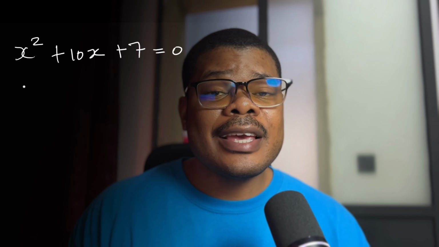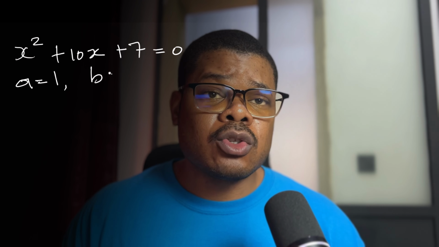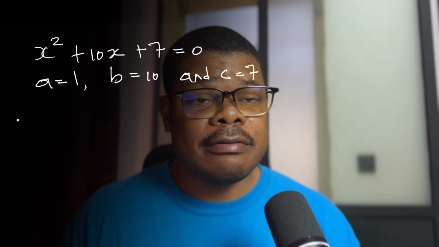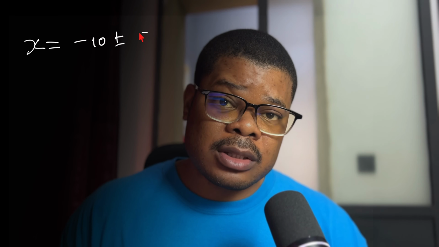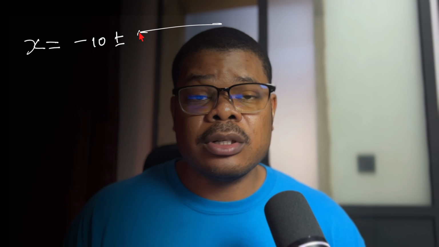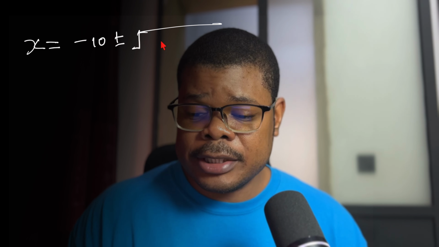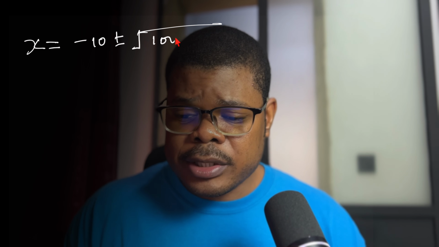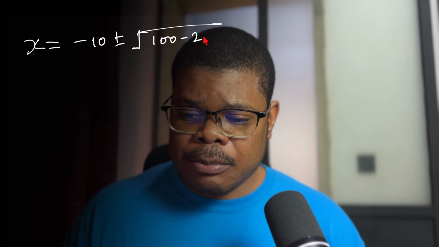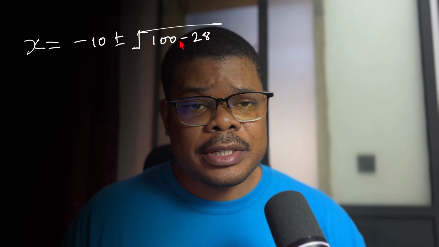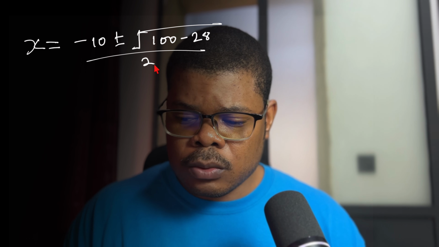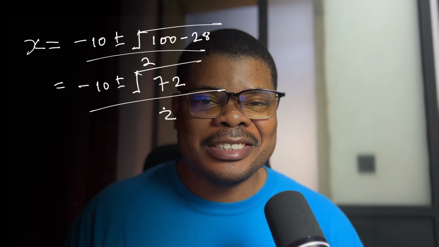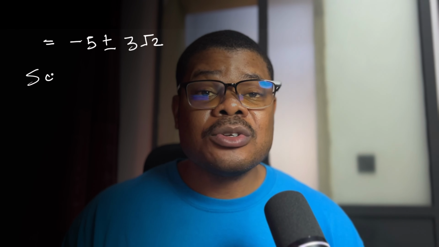So let's solve this. A is equal to 1, B is equal to 10, and C is equal to 7. Now, let's plug this into the formula. Minus B becomes minus 10. B squared becomes 100 because B is 10, so 10 squared is 100. And 4AC is 28 because 4 times 1 times 7 is 28. And then 2A is 2 because 2 times 1 is 2. And just like that, a hard question is done. No guessing, no stress. So this is why this formula is your master key.